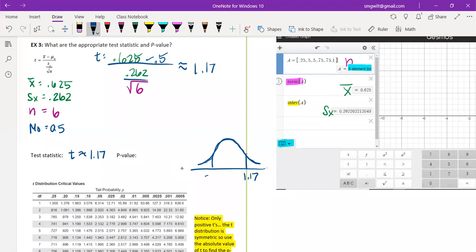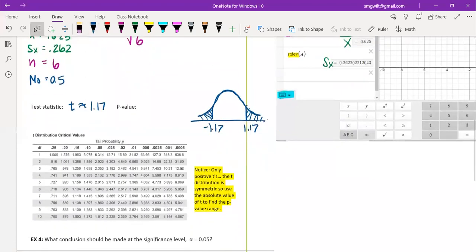So that means that I really want to know what is the area on the tails to the right of 1.17, which is what the t-distribution table will tell me, but also to the left of negative 1.17. And so remember that in the t-distribution, critical values, they only give us positive t values inside the table. And so when you get a negative t, it's symmetric. You're just looking for the positive version of that t as well.